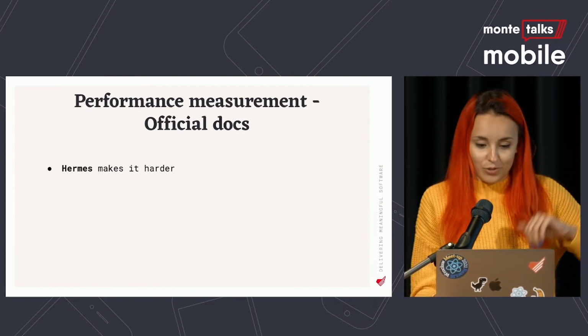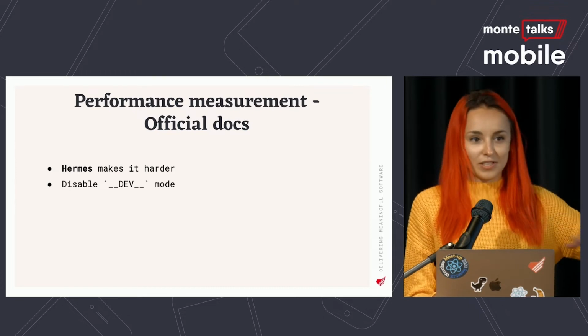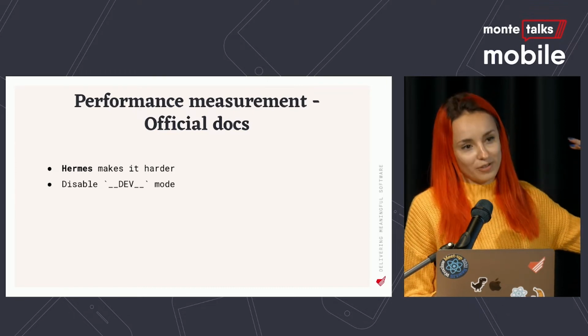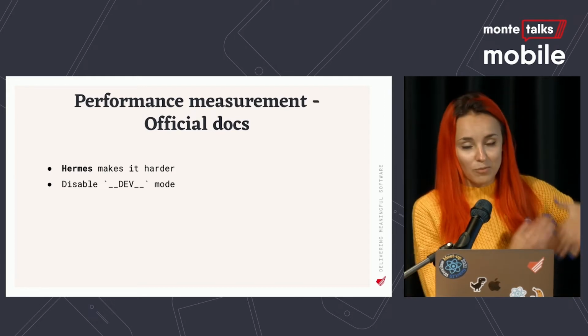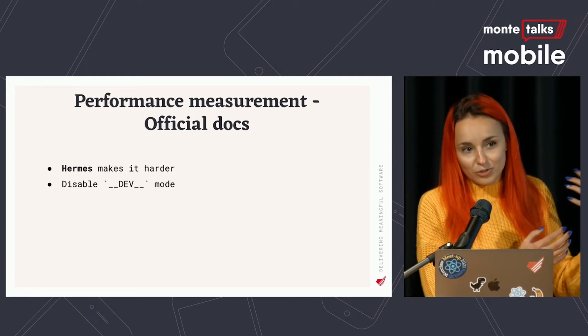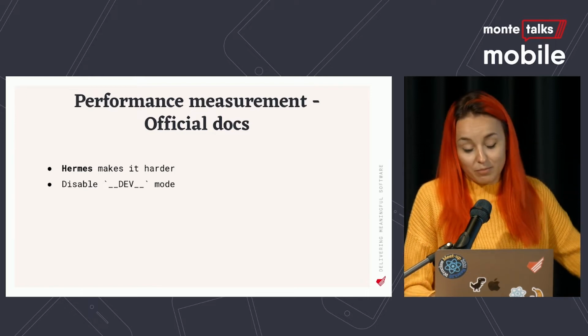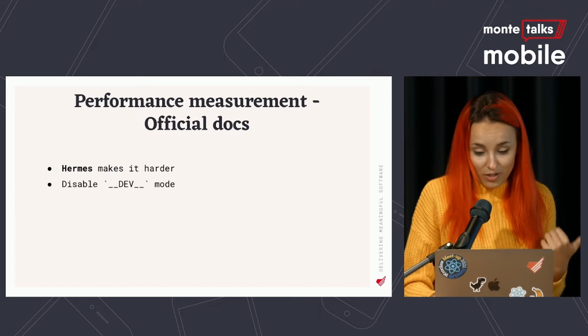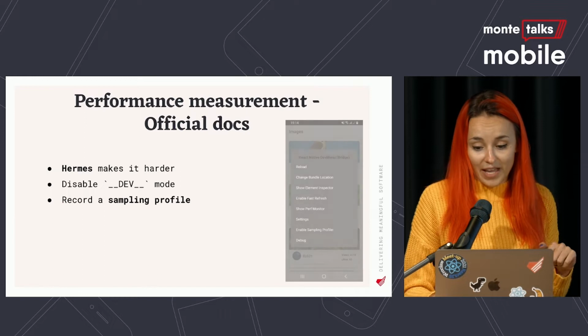So what do we need to do? We need to, of course, disable dev mode, and it's the first rule that you need to follow always when you are trying to measure performance of any application, because our dev tools are adding more complexity and our code is doing more stuff in dev mode, and we don't want it because it won't be doing it in production mode.